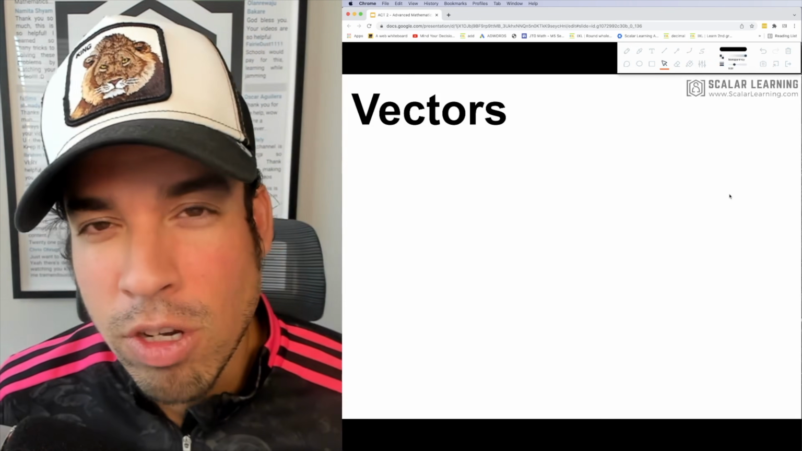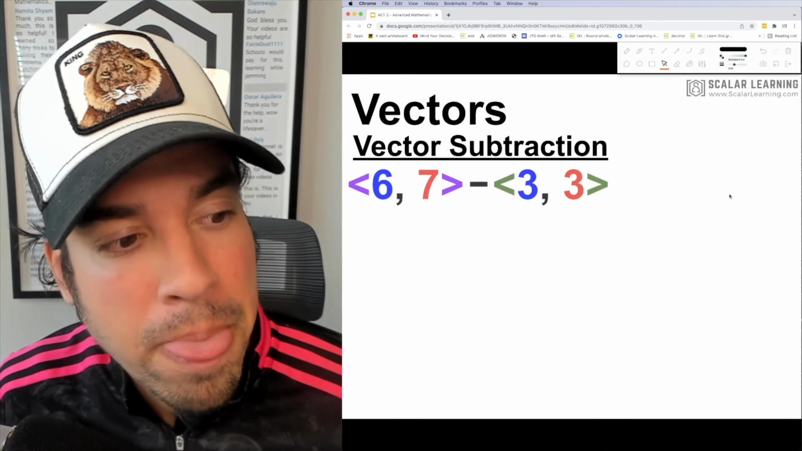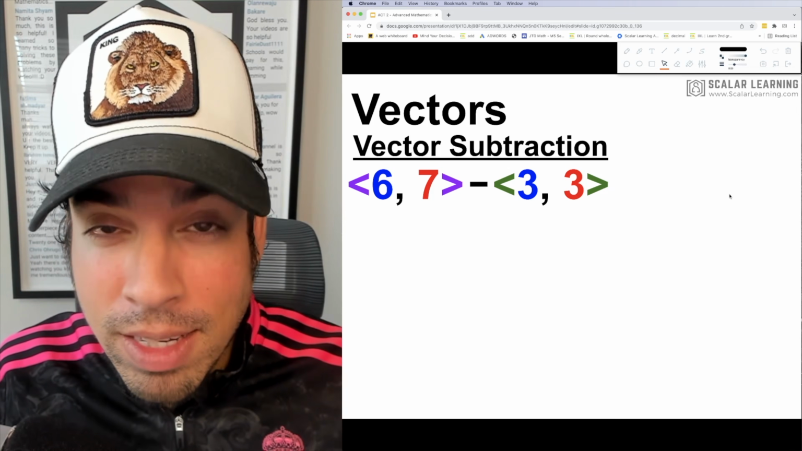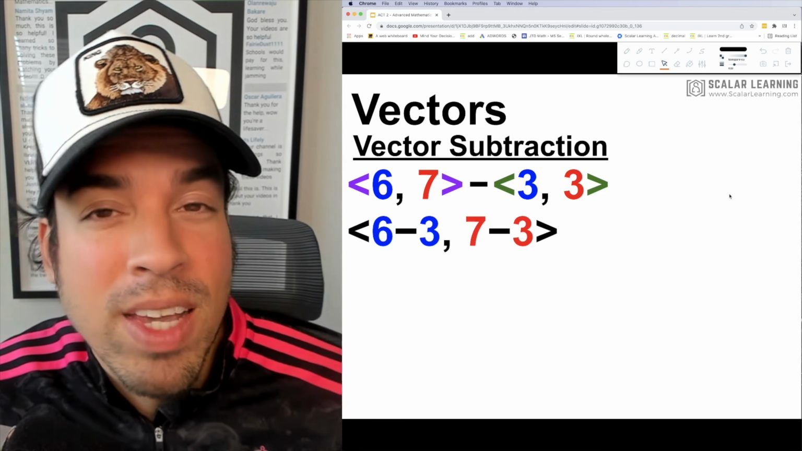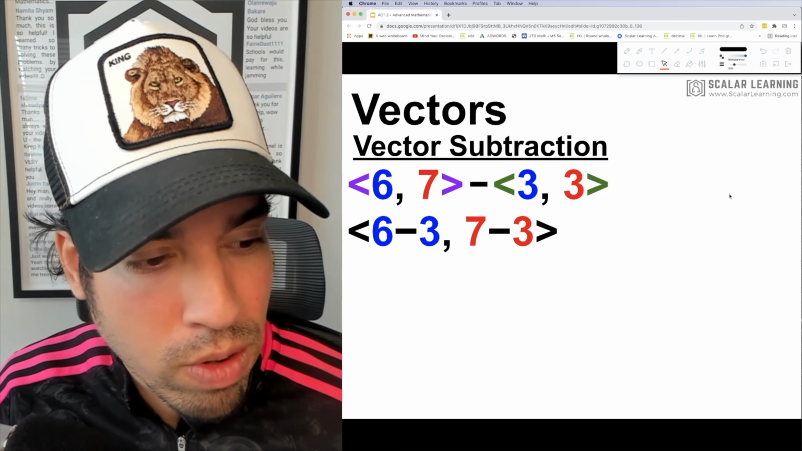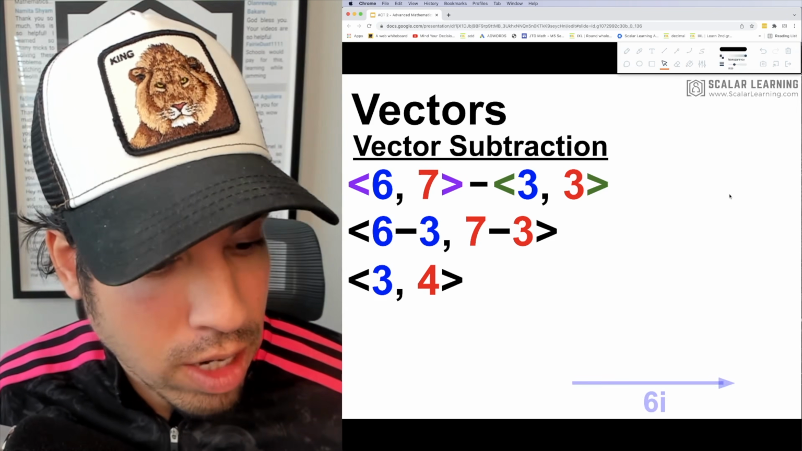Boom, done. Now let's talk about vector subtraction. It's not much different than vector addition. So check this out. Let's say we're subtracting these two component vectors. So as common sense might dictate, we're just subtracting each piece. So it's 6 minus 3, 7 minus 3, and that gives us a new final component vector of 3, 4. So what does vector subtraction look like? All right, so check this out.